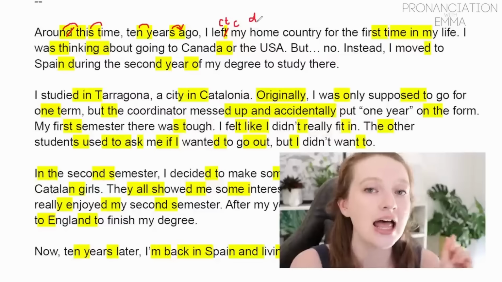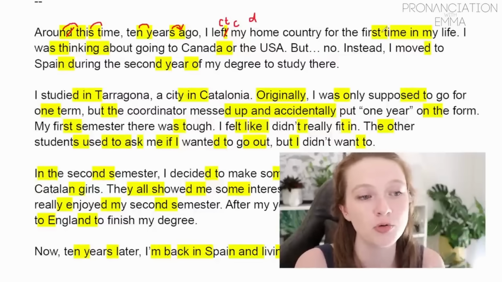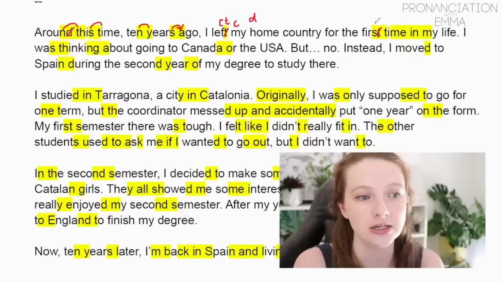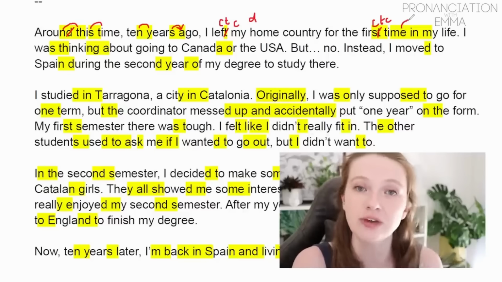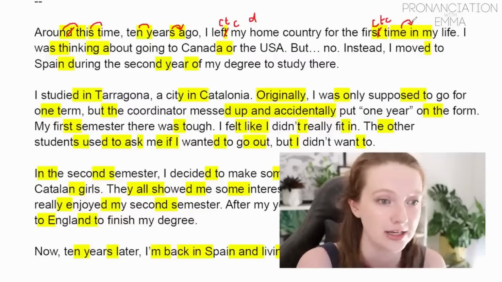So I left my home country. I left my home country for the first time. We're removing this again because it's consonant, T, consonant. Consonant, T, consonant. It follows the same rule. For the first time we've got the consonant vowel link here. We're just going to move that consonant over to the beginning of the next word.